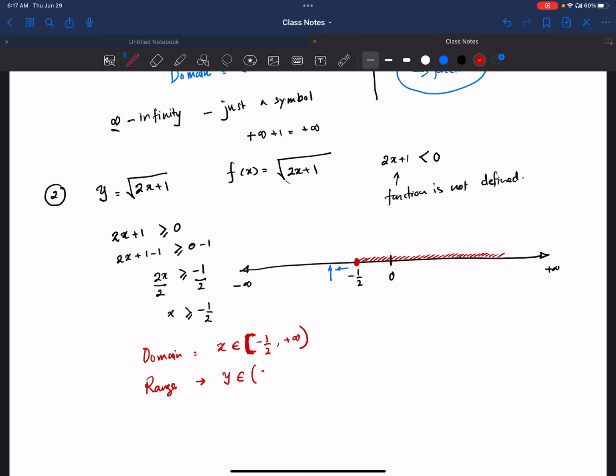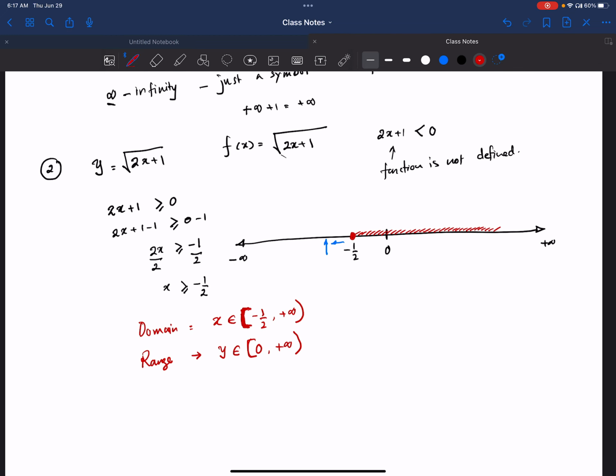is from 0 to positive infinity, right? 0 to positive infinity. So that's your range, right? It cannot be negative, right? This is how our domain is defined. Okay, so you find the domain and range.